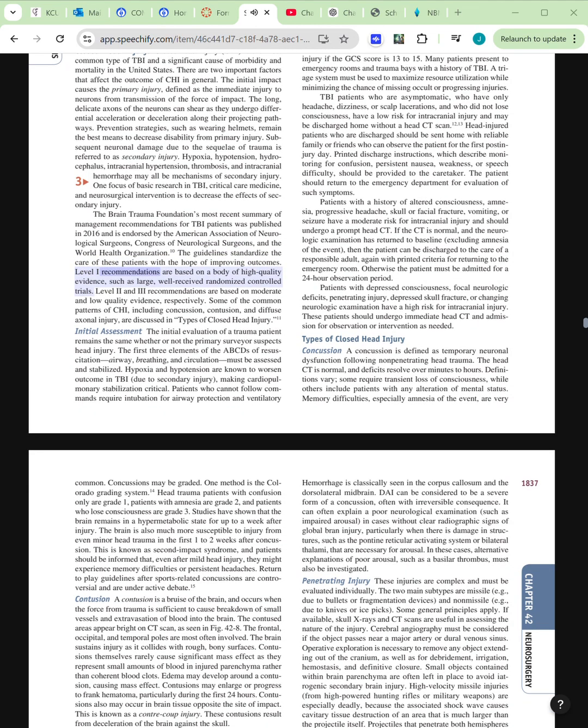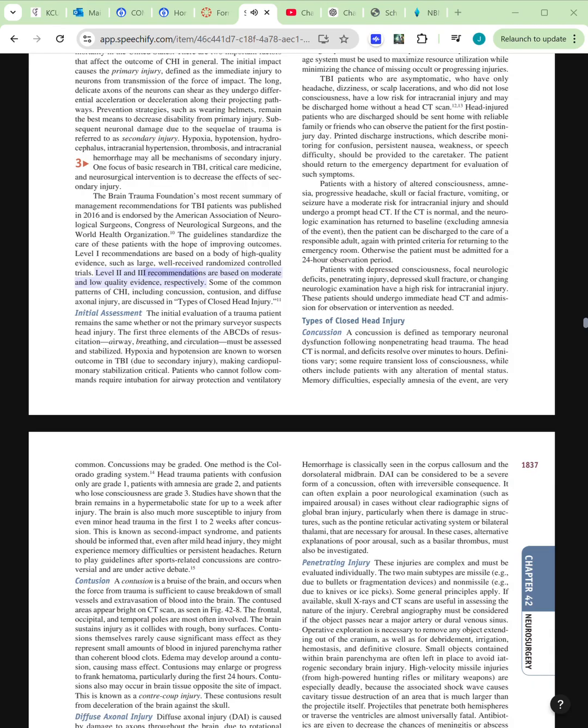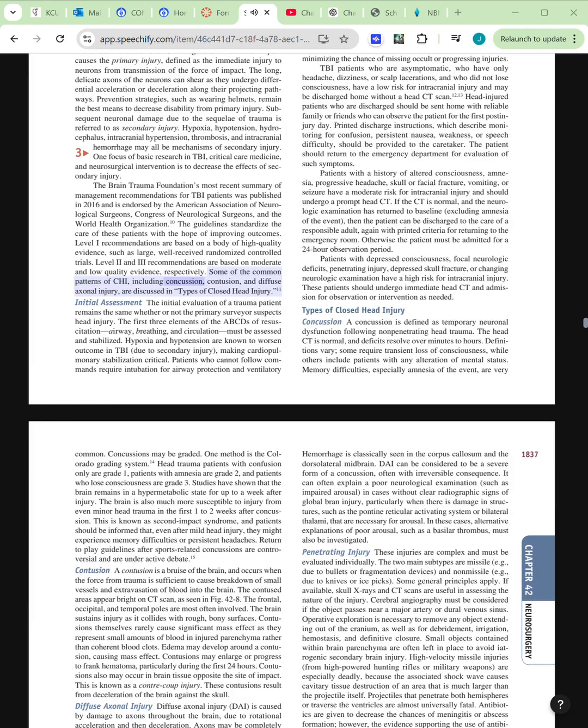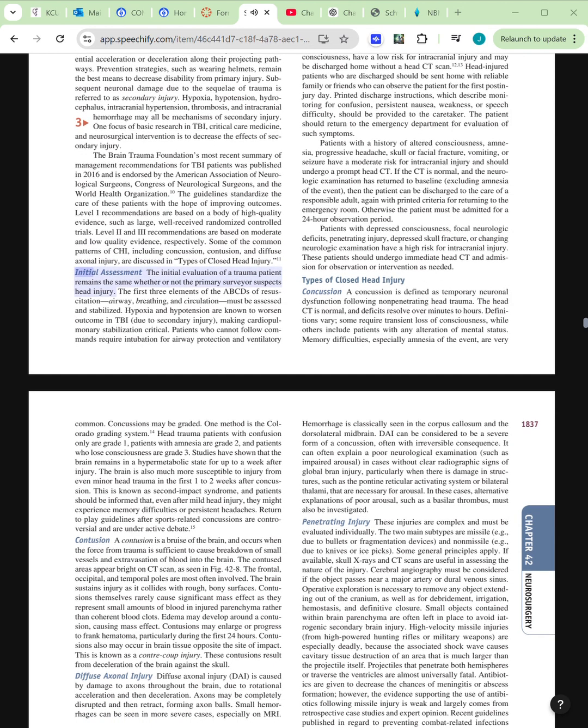Level 1 recommendations are based on a body of high-quality evidence, such as large, well-designed randomized controlled trials. Level 2 and 3 recommendations are based on moderate and low-quality evidence, respectively. Some of the common patterns of closed head injury, including concussion, contusion, and diffuse axonal injury, are discussed in Types of Closed Head Injury.